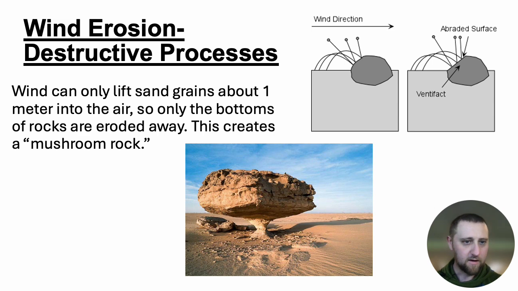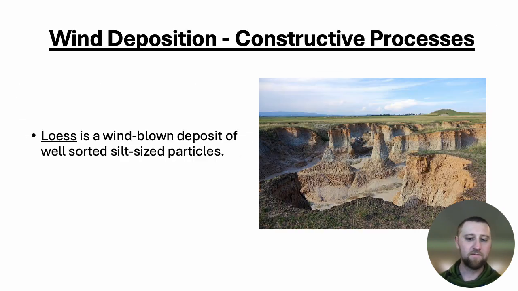Let's start with wind. Wind erosion is both destructive and constructive. Right now, let's talk about destructive. Overall, wind can only lift sand grains about 1 meter into the air, so only the bottoms of these rocks can become eroded. Wind will erode the surface that is facing the wind, and the other side will not experience as much erosion. We'll dive more into this in our next assignment in this unit module. But for now, I want to give an overview of what we've got for destructive. Ultimately, we can create things such as this mushroom rock through wind destructive processes.